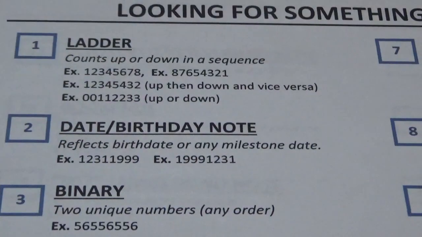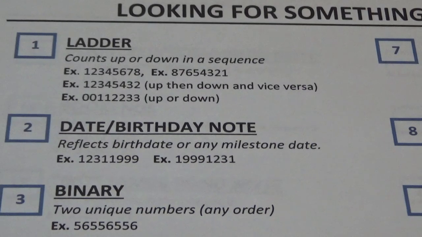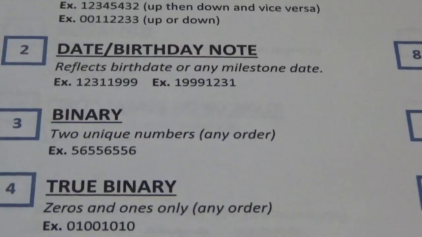Birthday note. This reflects a birthday or any key milestone date. So with that serial number, in this particular example, you see 12/31/1999. That's one of the formats where you have the month, the day, then the year. And then there's another format slightly to the right where you have the year, month, and then the day. And that's known as a milestone note or a birthday note. And those are really cool to collect too. Okay, let's look at another example here.